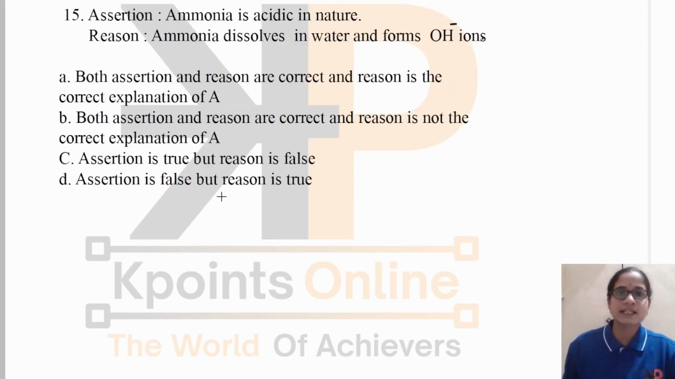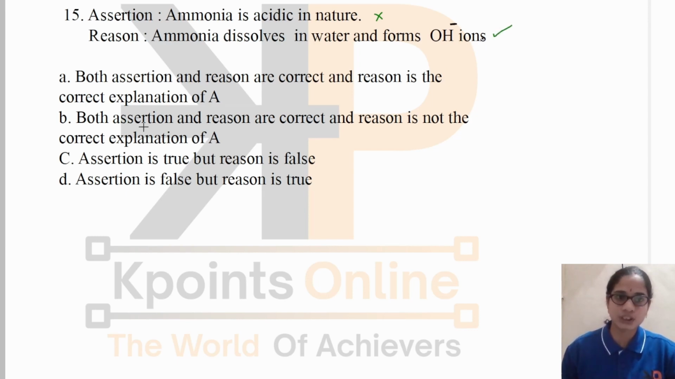Okay. Next, it is an AR question, that is an assertion reason question. Assertion: ammonia is acidic in nature. Reason: ammonia dissolves in water and forms hydroxide ions. You can easily see here the assertion is wrong. Ammonia is not acidic in nature. It is basic in nature. When ammonia is dissolved in water, it forms hydroxide ions. So the reason, ammonia dissolves in water and forms hydroxide ions, is correct.